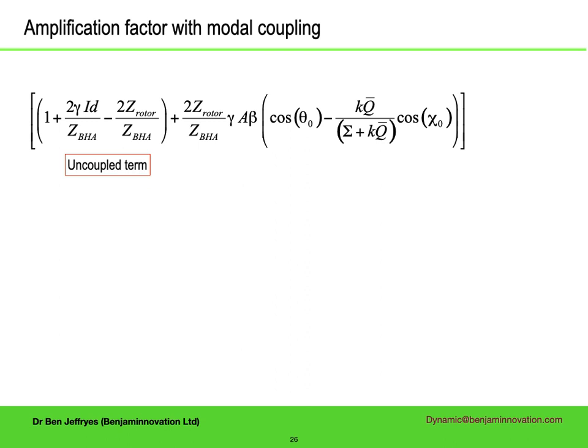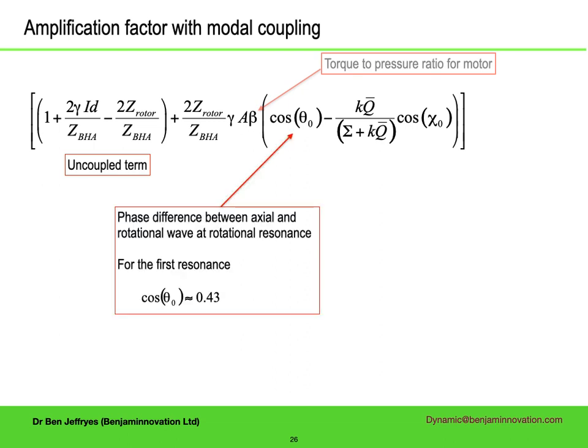On the left is the term from the simple rotational theory. The next term is one that's proportional to the bit torque over weight, gamma, the fluid area above the motor, A, and beta, the torque to weight pressure ratio for the motor. Inside, there are two terms. The first comes from a vibration going in one direction as a rotational wave and in the other direction as an axial wave. And this is the cause of the phase difference between the axial and rotational travel times at the resonance. It depends on the mode type and the relative wave speeds of the two waves.